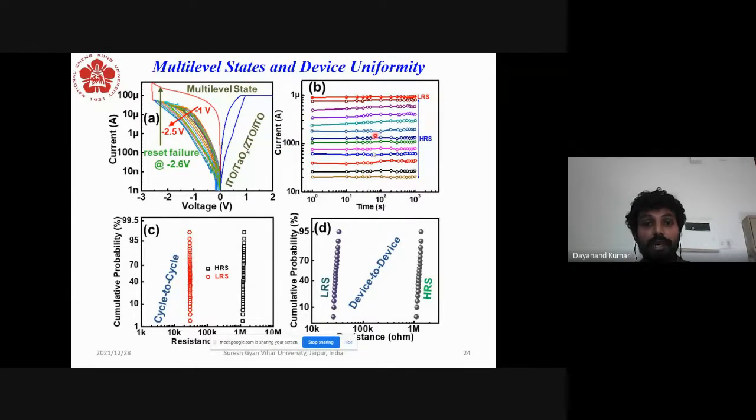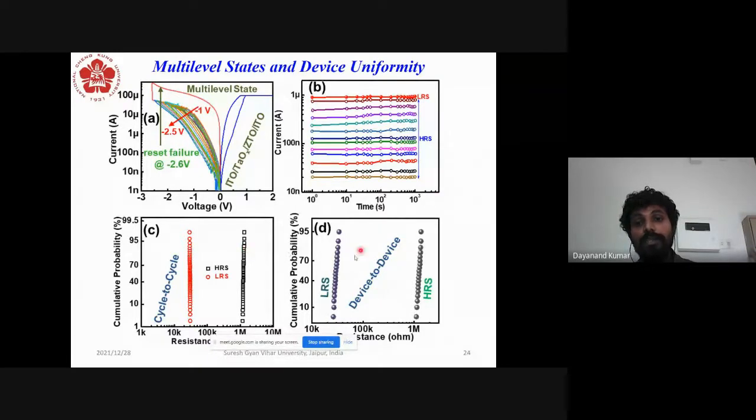You can see here the cycle-to-cycle variation. If there is cycle-to-cycle variation, the device is not usable for artificial synaptic applications. Here, if you see the cycle-to-cycle results, both the LRS and HRS states are highly stable without any degradation. It means that this device can be used for an artificial intelligence system.